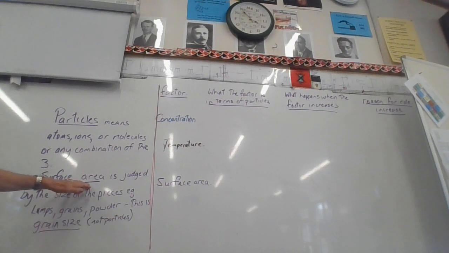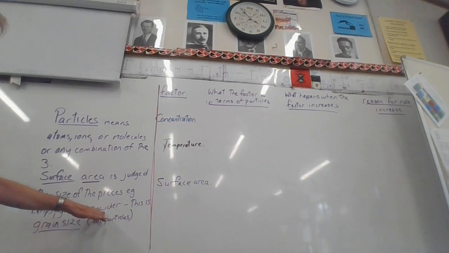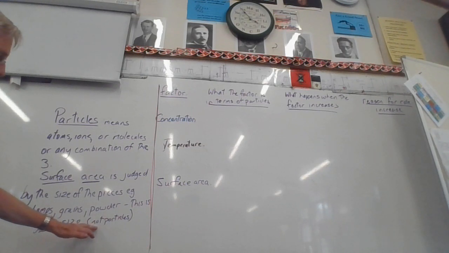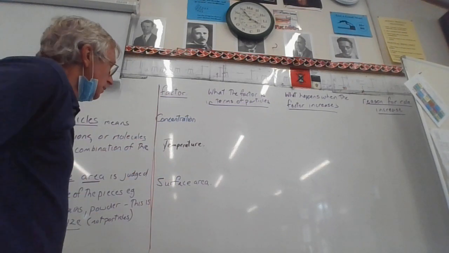Another note is that surface area is judged by the size of the pieces. For example, lumps are big, grains are small, fine grains are smaller. Really fine is powder, and we'd refer to those as grains or talk about grain size and not particles. So for the surface area, we refer to the size of the lumps.